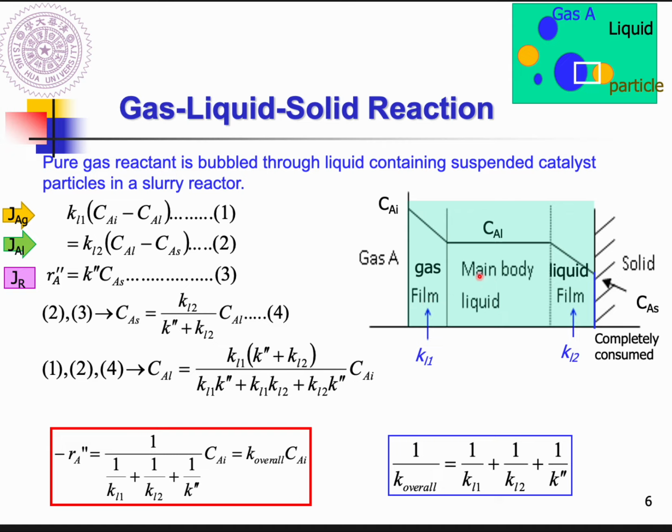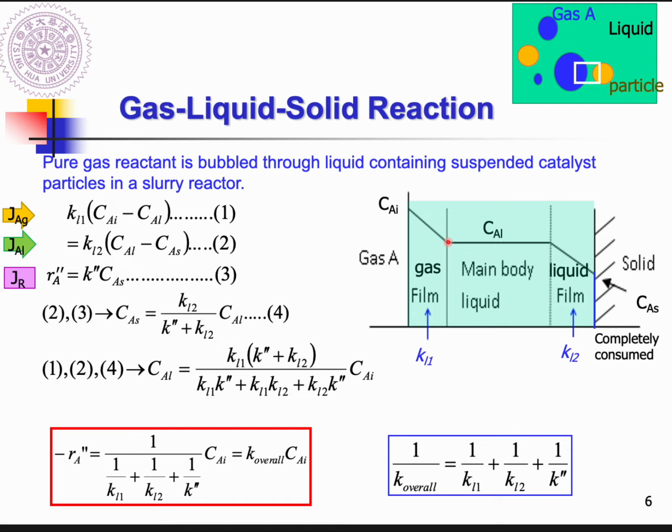And this is near the liquid, so we call it the liquid film layer. When we try to draw the concentration of reactant A in the gas phase, it will be CAI, and the gas A will diffuse through the gas film, so the concentration will decrease as a function of location.